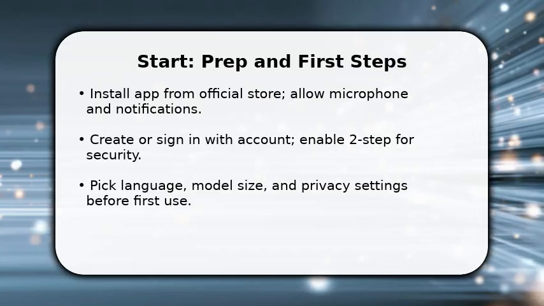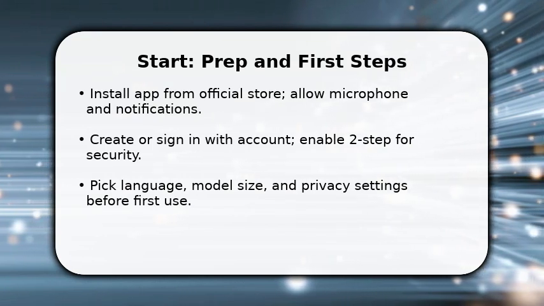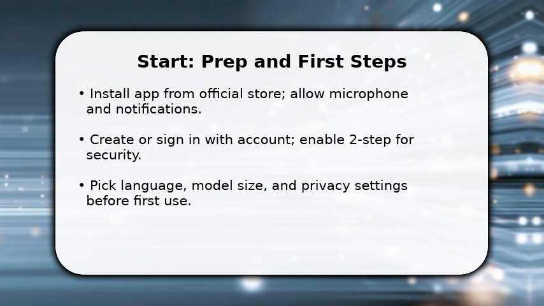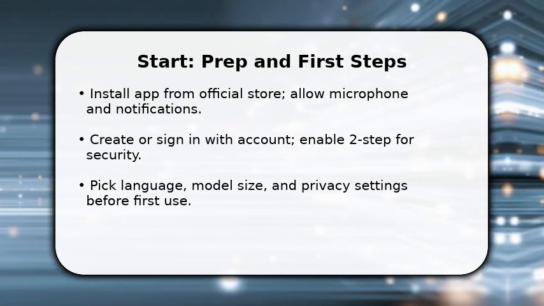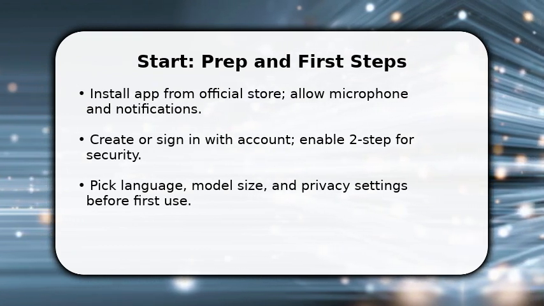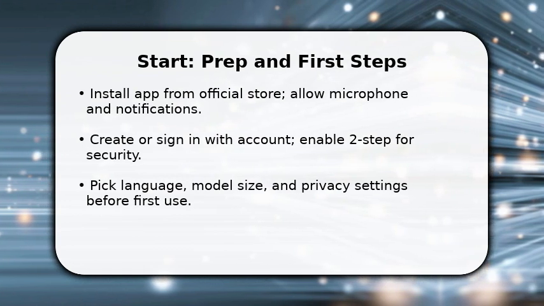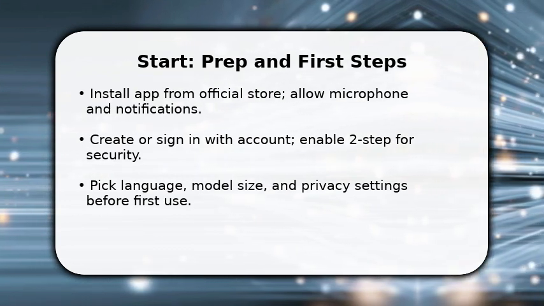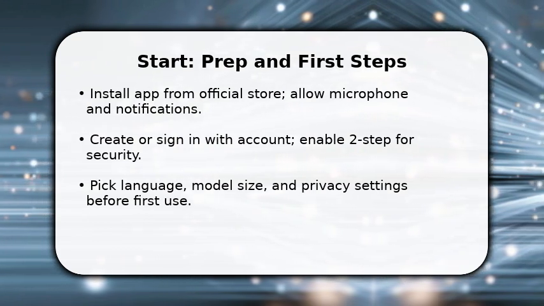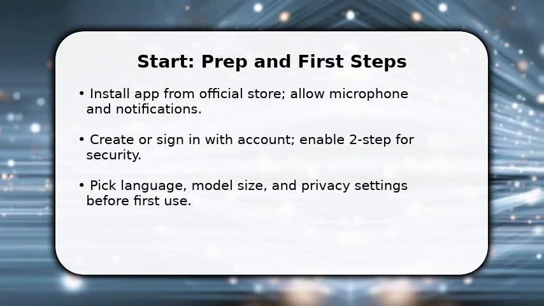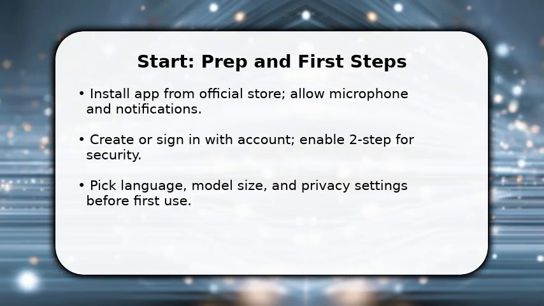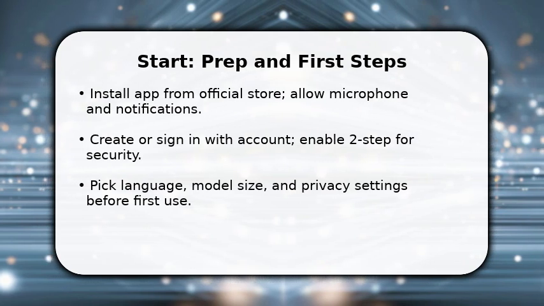You begin by preparing essentials and taking the first actionable steps. Install the chatbot app, grant microphone and notification permissions, and sign in. Once signed in, choose a model size and your preferred language. This affects speed and accuracy. Make sure to enable two-step verification for account safety. Then set privacy choices, data sharing, history retention, and accept required terms. Now you have the app configured, and you're ready to start your initial conversation immediately.